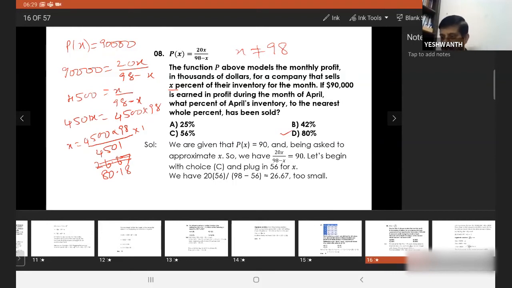Actually, here we don't even need to calculate. I'll tell you a simple technique. See, this 4500 by 4501 into 98 is nearest to 100. So what is nearest to 100 means nearest to 98, a little lesser than 98. So very clearly it is 80%. No need to calculate and all these things. Don't waste time on all this. So answer is 80%. Directly you can get that.